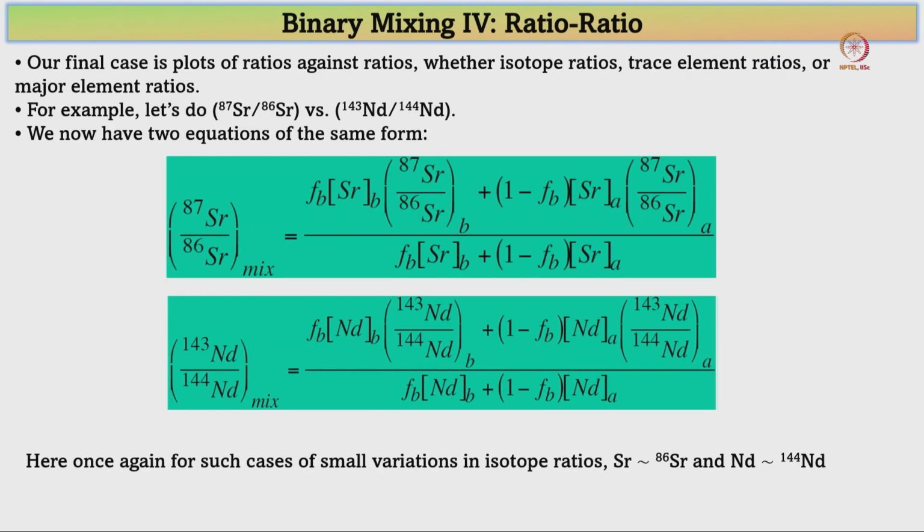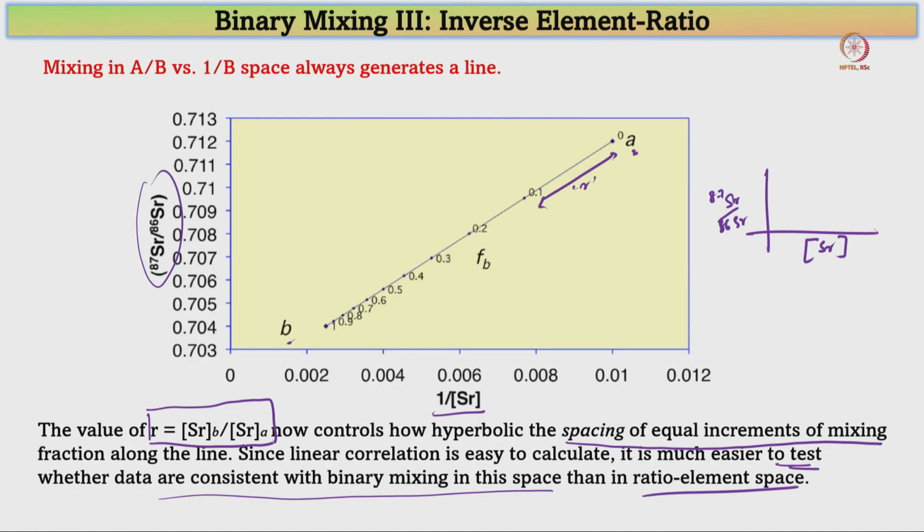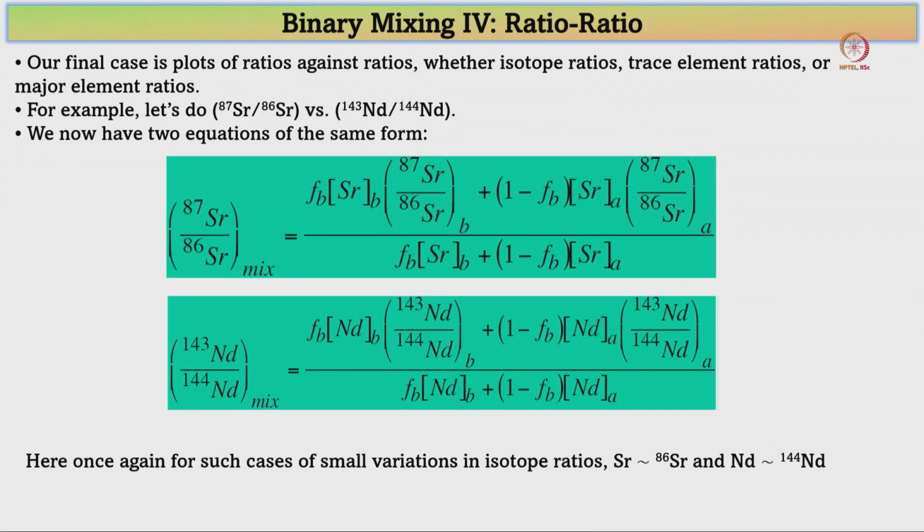The last type of mixing ratio that we are going to understand is the mixing between two ratios. So, here we have seen one isotope ratio and the inverse of an elemental concentration. In the fourth type, we are going to use both the tracers as isotope ratios. Here both my tracers are two different isotope ratios and their mixing equation will be in the same form.